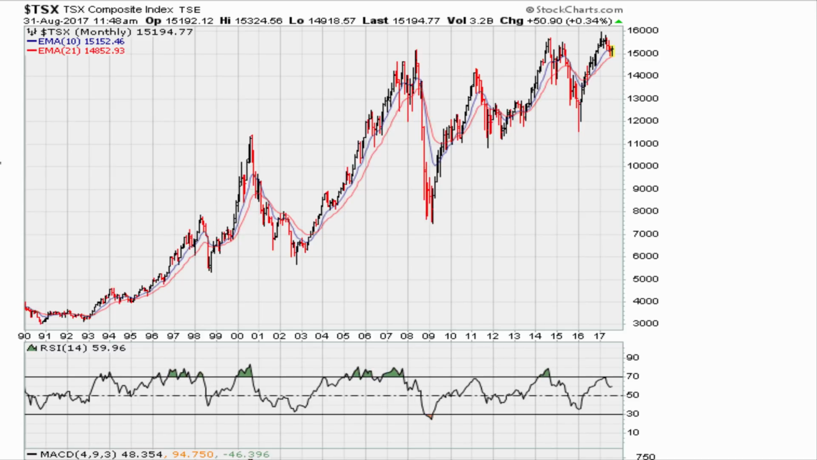So let's take a look at another market. The previous video was on the Swiss market, or Sweden. Now let's take a look at the Canadian market intraday, if you are trading this on a minute-to-minute, hour-to-hour basis. So let's begin with the big picture.